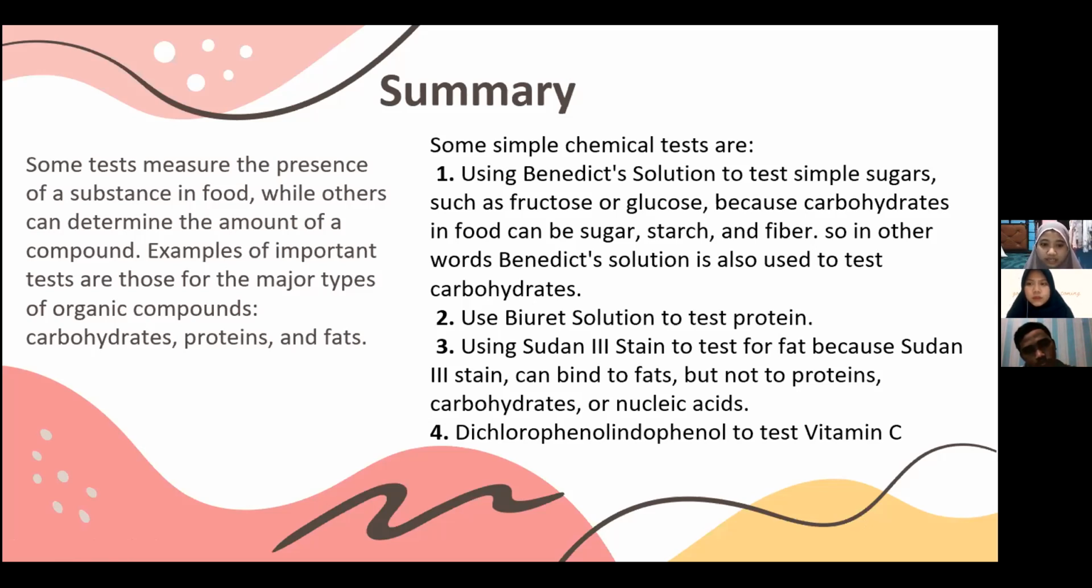Test 1 is using Benedict's solution to test simple sugars such as fructose or glucose, because carbohydrates in food can be sugars, starch, and fiber. So in other words, Benedict's solution is also used to test carbohydrates. Test 2 is using Biuret solution to test protein.